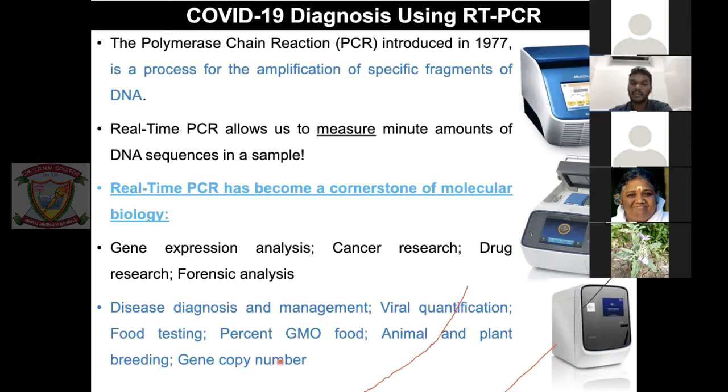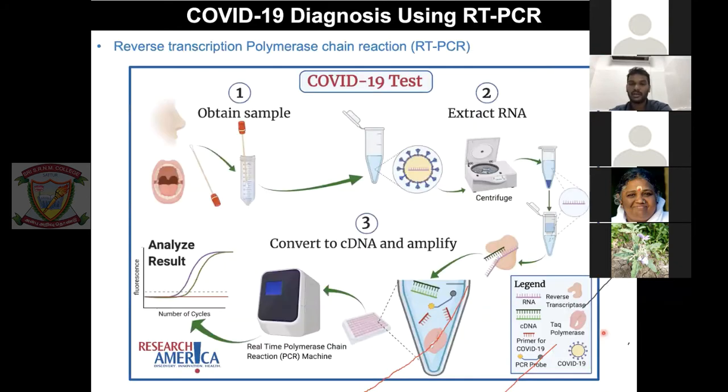Animal and plant breeding and gene copy number, for everything this PCR is used. This is the machine that basically multiplies the copy, and this is the machine that is known to read the output. We will see how we will read it. So now let us see the practical experiment, how exactly we do it.